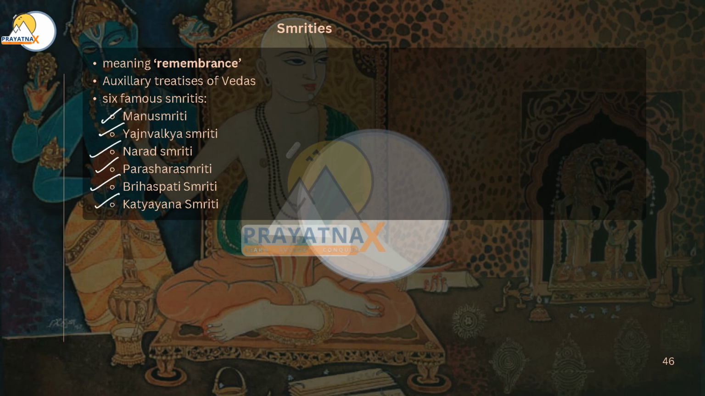Out of these, the Manusmriti is the oldest of all. It is the oldest Smriti, and it basically deals with law.